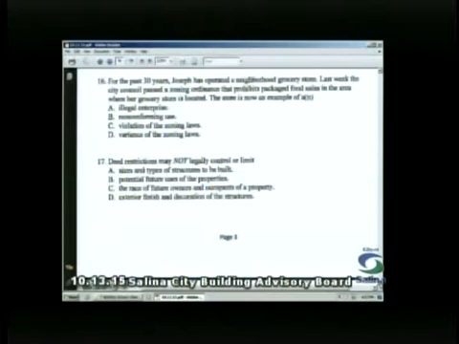For the past 30 years, Joseph has operated a neighborhood grocery store. Last week, the city council passed a zoning ordinance that prohibits packaged food sales in the area where the grocery store is located. This store is now an example of an... B is correct. He is a non-conforming use at this point.